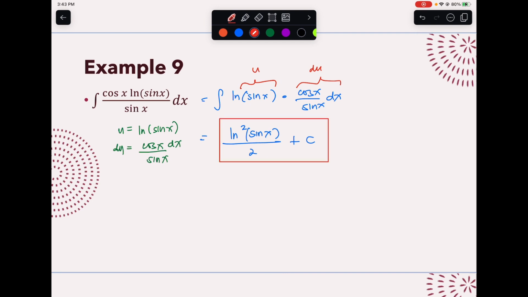So we just simply use the power rule. Okay, so u du is u squared all over 2. Our u is ln sine x, so u squared is ln squared sine x all over 2. Power rule again.